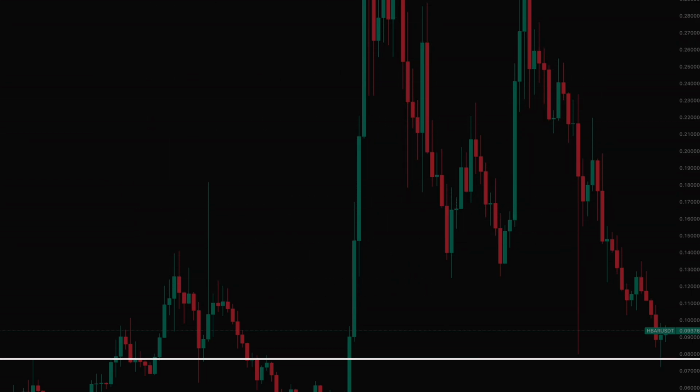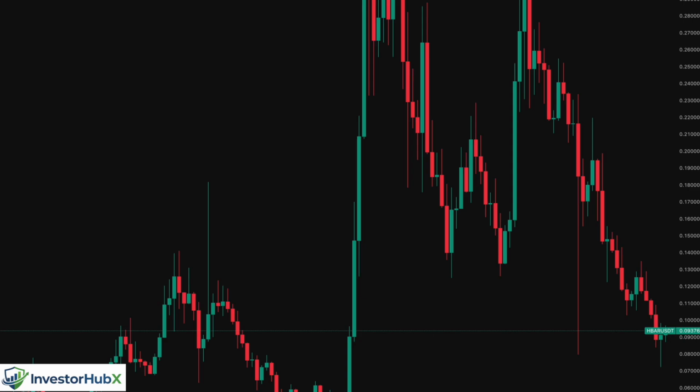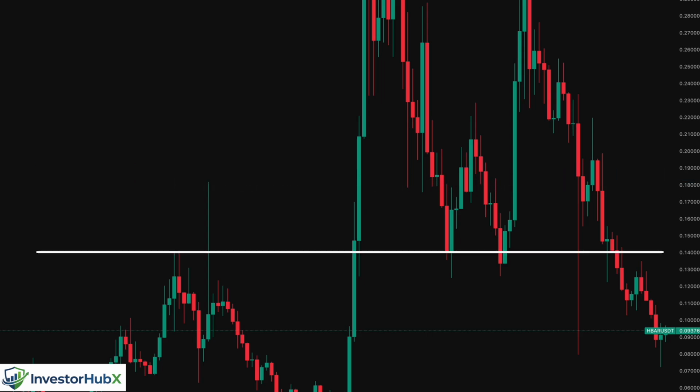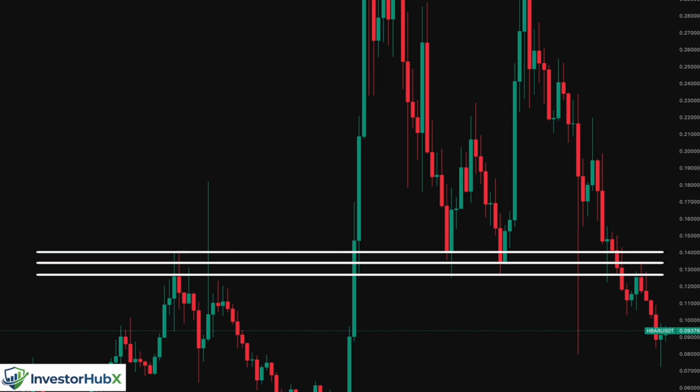Let's illustrate this using Hedera Hashgraph on the weekly time frame. Before we continue, do you remember how to draw key levels? Let's recap. This is one key level, this is another key level, and here is one more key level. Now look carefully. If I want to enter a trade here, when key resistance turns into support, which key level should I be looking at? Is it this one, or this one, or this one?